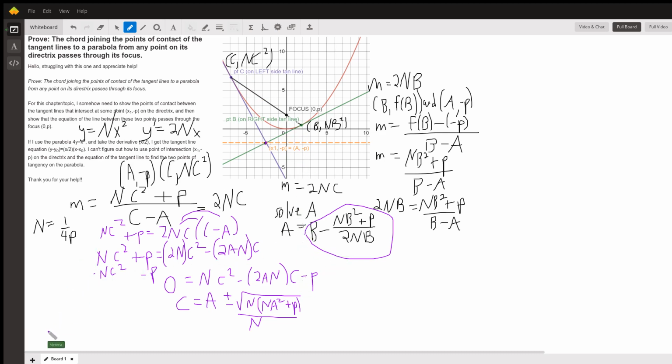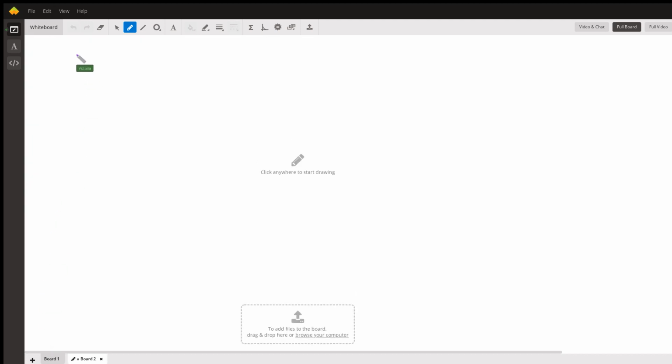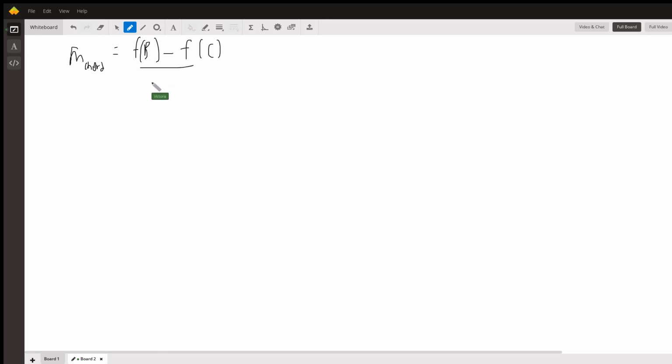So let's go to a new page. So that chord from b to c has a slope. Let's do it in black because it's in black on the other page. So its slope of our chord now is f of b minus f of c over b minus c.